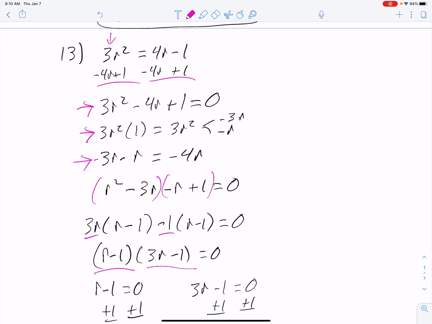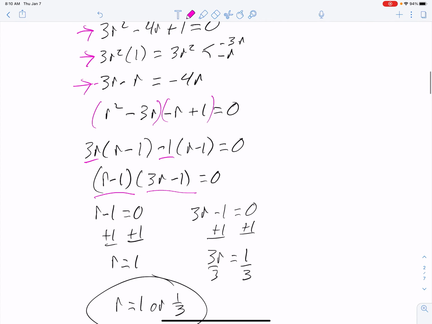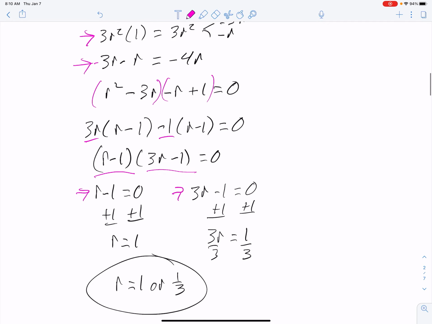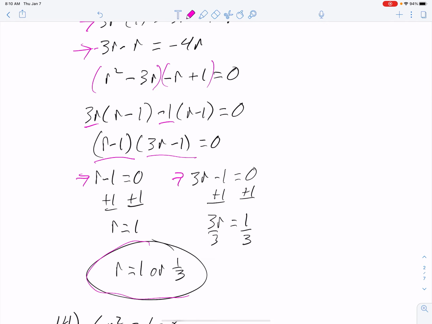Now again, factoring is the process we're using to solve these. It's not the final answer. So I still need to take each set of parentheses, set them equal to 0, and solve, resulting in r equals 1 or 1/3.